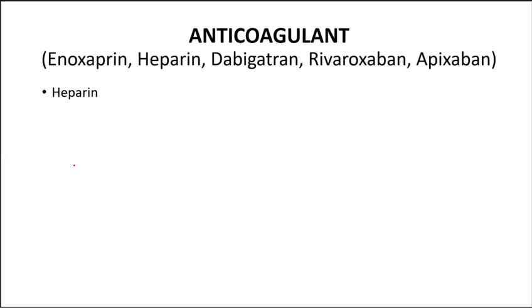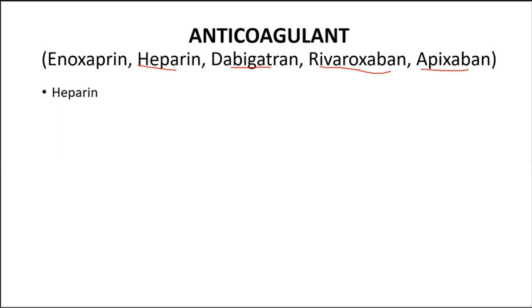Like we said, anticoagulants are also called blood thinners. They prevent or reduce coagulation of blood, prolonging the clotting time. One example would be enoxaparin, which is a low molecular weight heparin. We also have heparin, dabigatran, rivaroxaban, and apixaban. Let's talk about heparin.